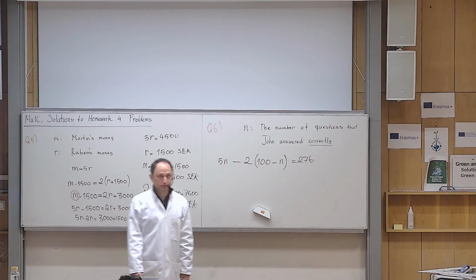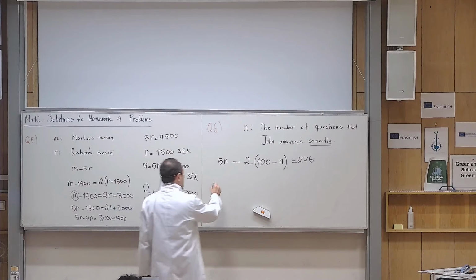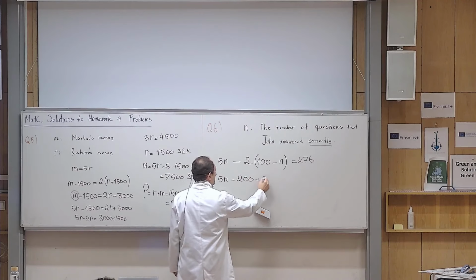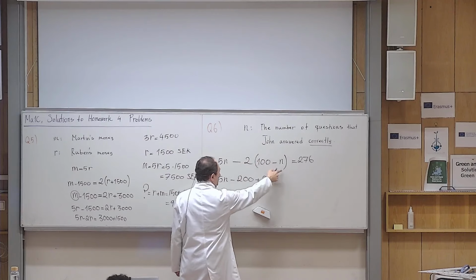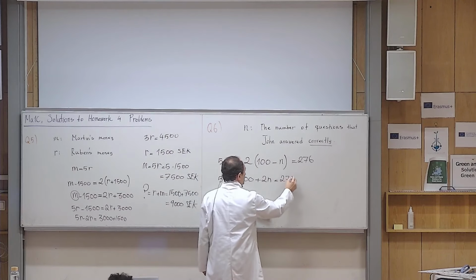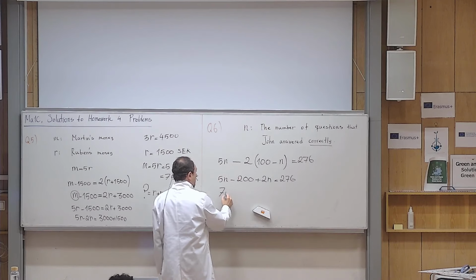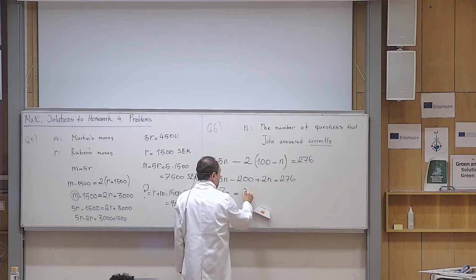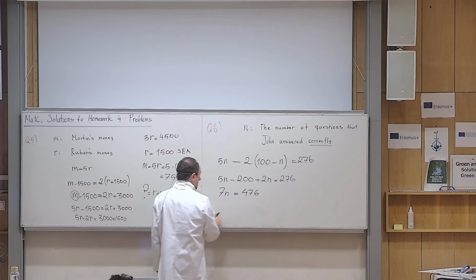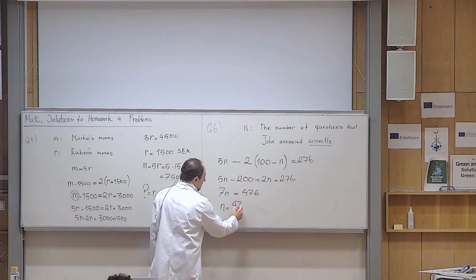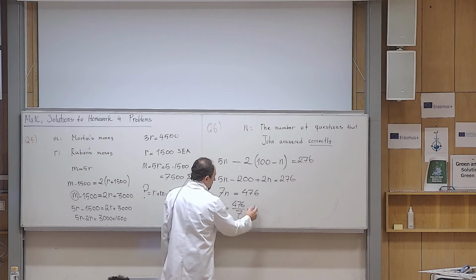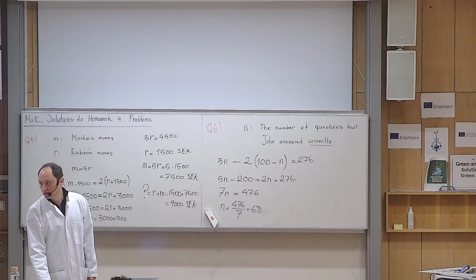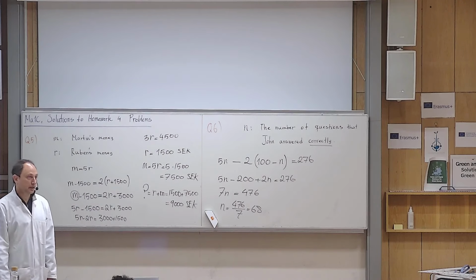276, yes? So you have to do it. So it becomes 5n minus 200 plus 2n, because this minus sign goes here and there, is equal to 276. This one and that one is 7n. I move this to the other side, which becomes positive 200, and this one, 476. And the only thing that you have to do is to divide this by 7. And if you do that, it becomes 68. So the number of questions he answered correctly is 68.